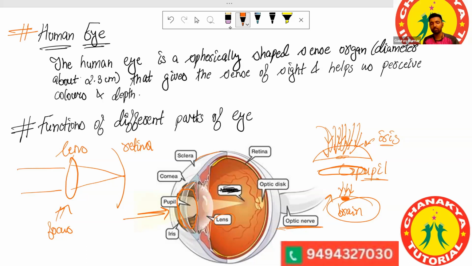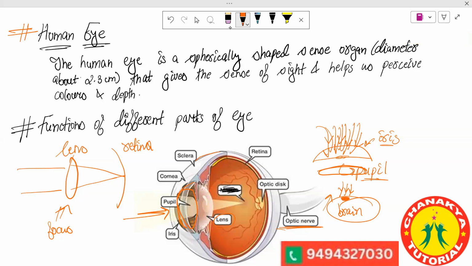That does not depend upon size. There are other parts of the eye which I will tell you about in the next class, that is, which part of the eye is responsible for night blindness. Okay. Did you get it, Ashwat?